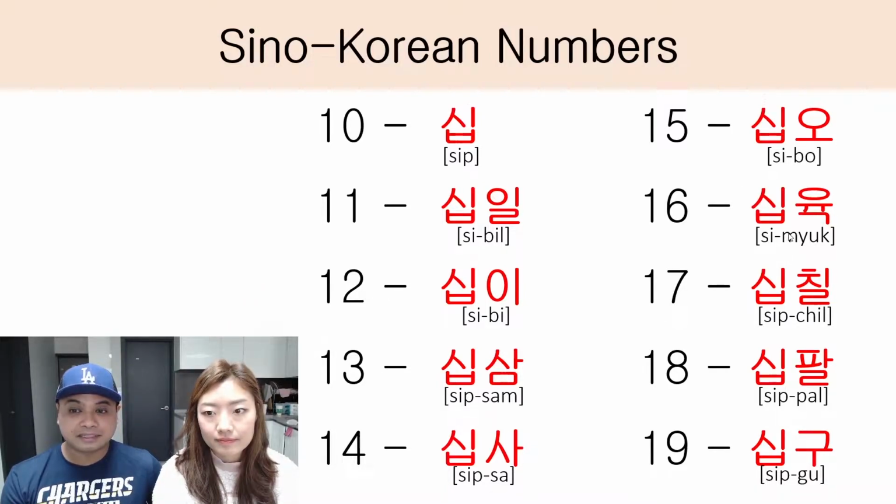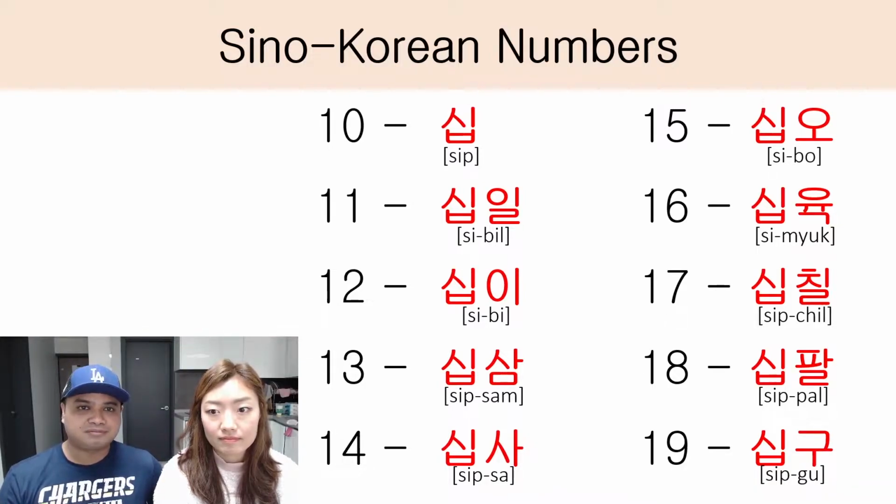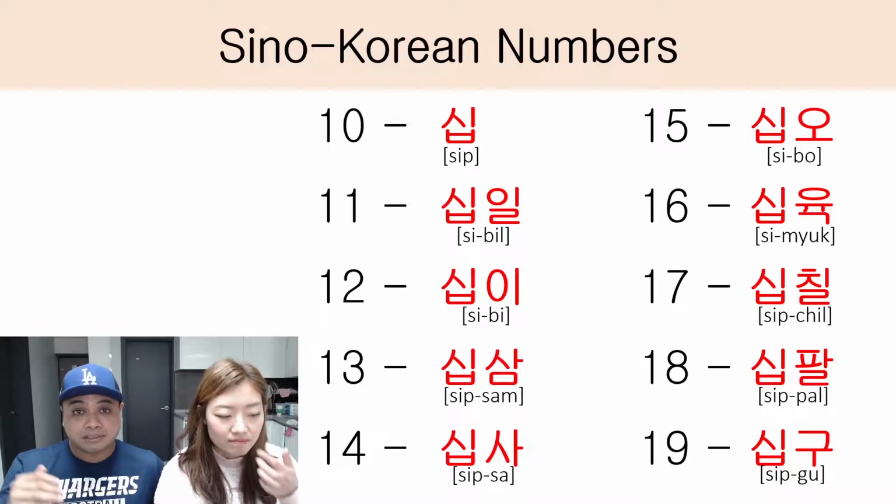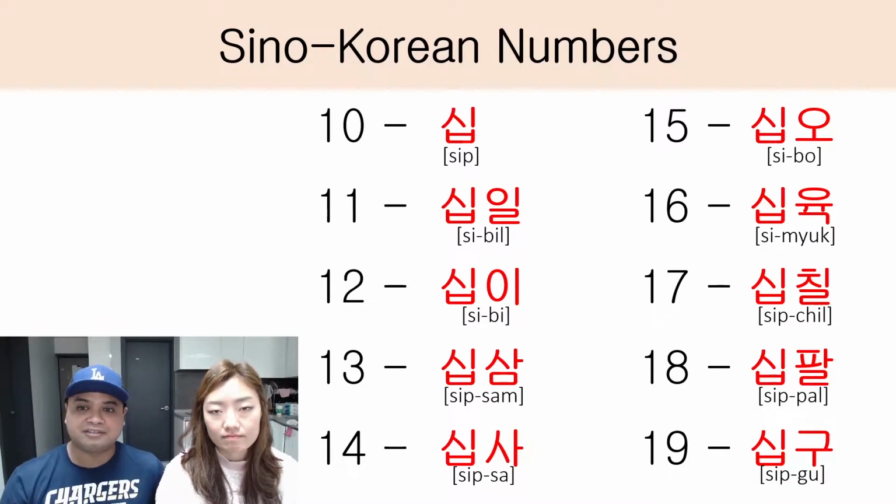Probably notice that for 16 it's a little bit different, right? Now there's an M sound right here. If you just read it like how it is, it's supposed to be shipyuk. But in Korean, it's a little bit difficult to say, so they change it just a little bit to make it easier for the words to come out of your mouth. So you say shimyuk instead of shipyuk. You notice that shipyuk is kind of hard to say, right? So shimyuk flows out of your mouth easier. I think that's why they changed it a little bit.